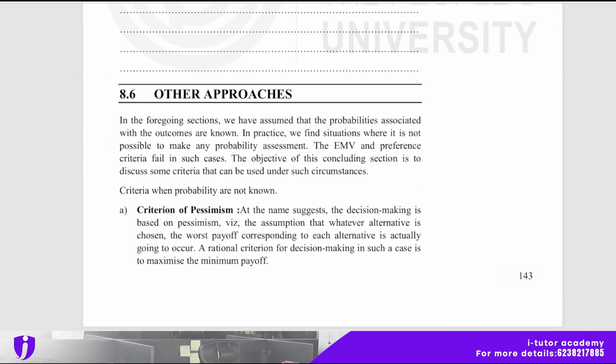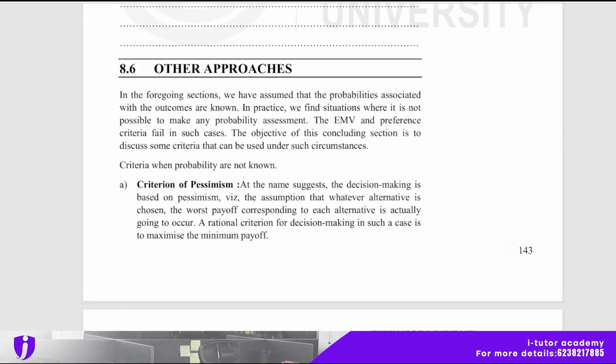And other approaches. In the foregoing section, we have assumed that the probabilities associated with the outcomes are known. In practice, we find situations where it is not possible to make any probability assessment. The EMV and preference criteria fail in such cases. The objective of this concluding section is to discuss some criteria that can be used under such circumstances.